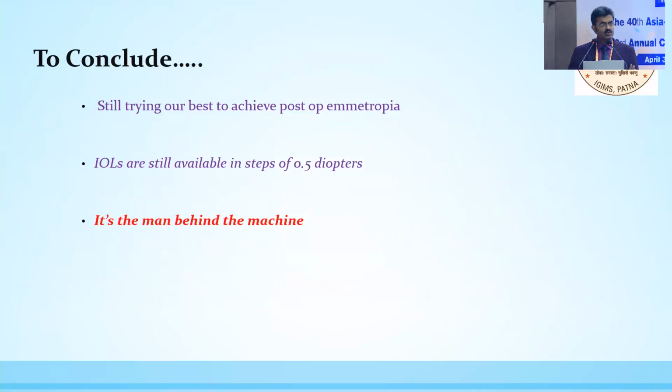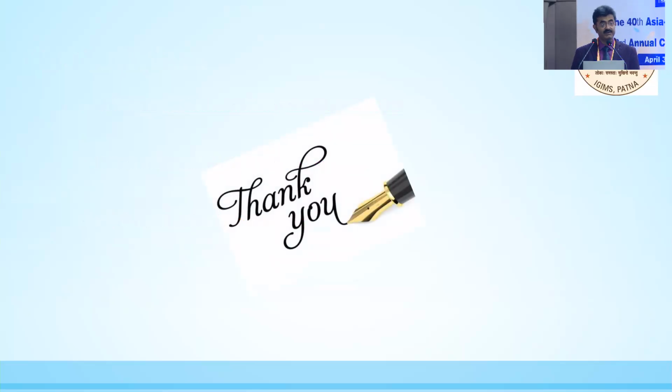So to conclude, I would say that we are still trying to achieve emmetropia. Things are evolving. We have come to a stage where we are delivering very good results, though IOL powers are available in 0.5 diopter steps. So I would say it's always the man behind the machine, how you're operating, how consistently you're using one machine and giving predictable results. So biometry definitely is very, very important when you are in the segment of premium IOLs.